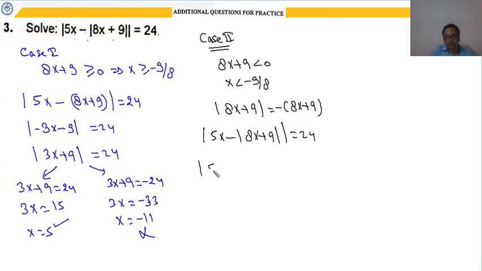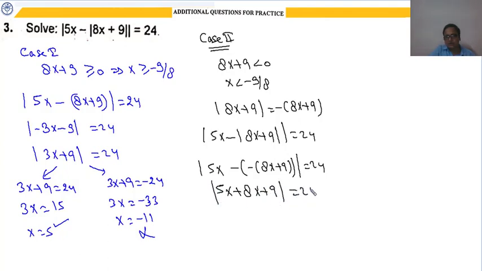this becomes 5x minus of minus (8x plus 9) equal to 24. So 5x plus |8x plus 9| is equal to 24. 8 plus 5 is 13x plus 9 modulus is equal to 24. So when we remove modulus, we have to consider two cases, both plus as well as minus. So we take 13x plus 9 is equal to 24, or 13x plus 9 is equal to minus 24.